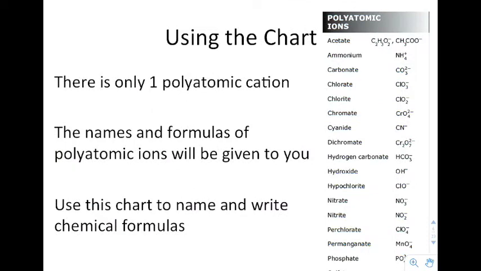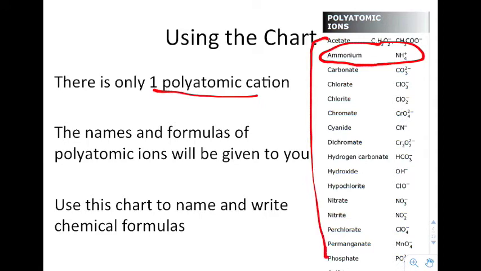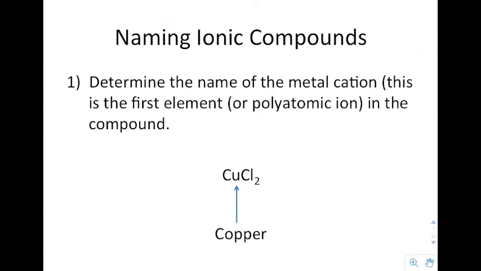You need to be able to use the polyatomic ions chart. There is only one polyatomic cation, and it's right here. It's ammonium, NH4+. Every other polyatomic ion is going to be an anion. You're not going to be asked to memorize any of these things, but you need to be able to say, oh, CN, that's cyanide, or chlorate, that's ClO3 minus. So the names and the formulas will be given to you, but you need to be able to use this to write and make chemical formulas.